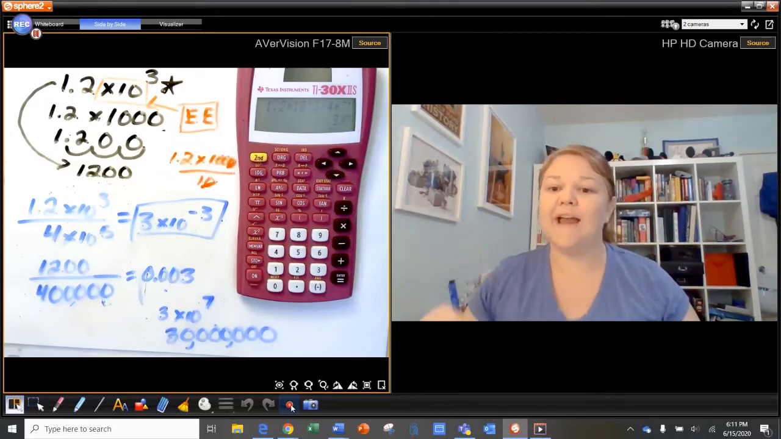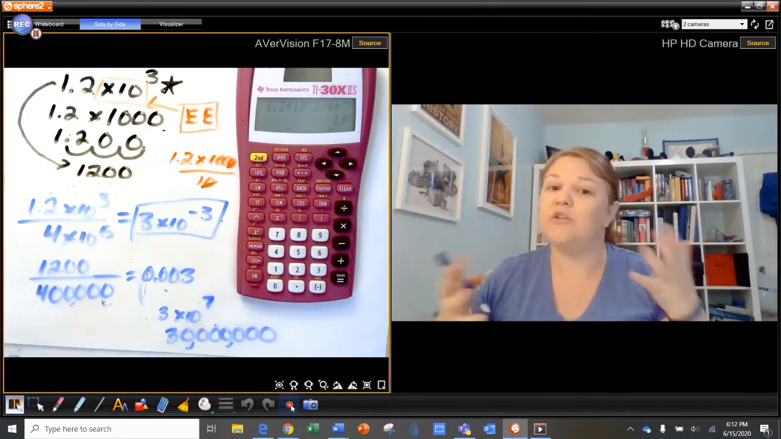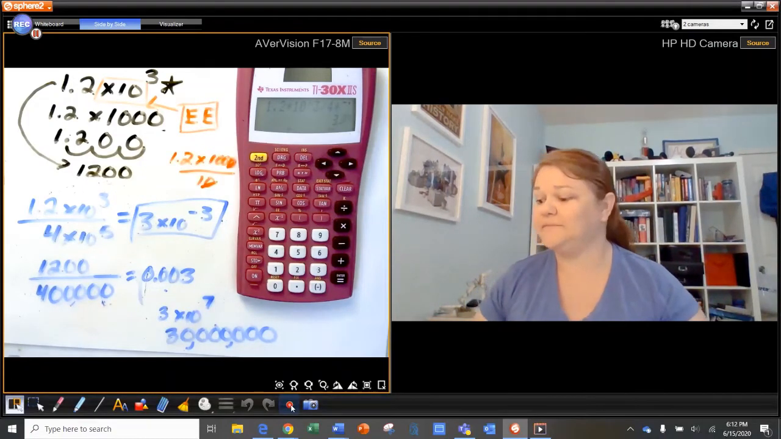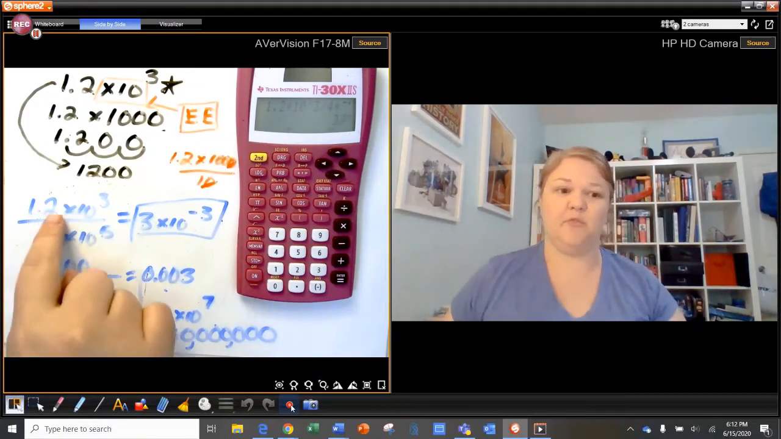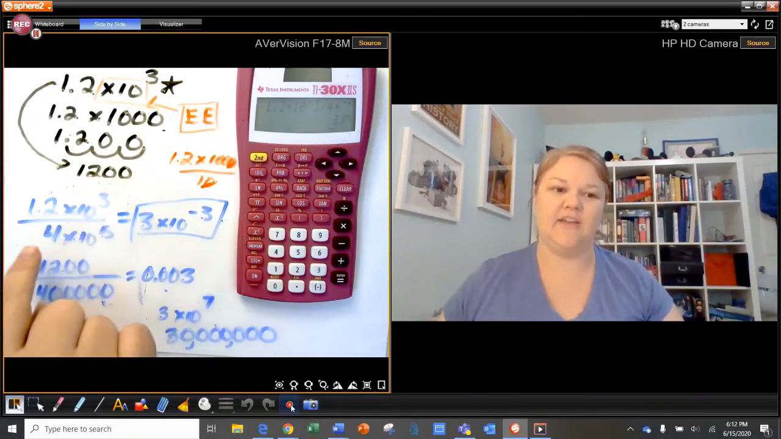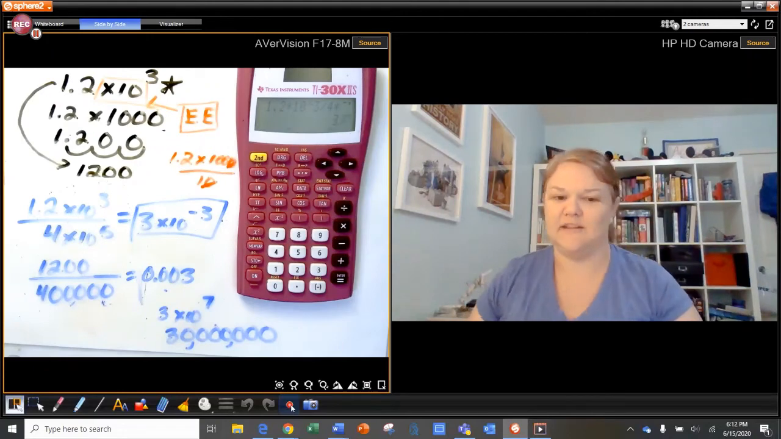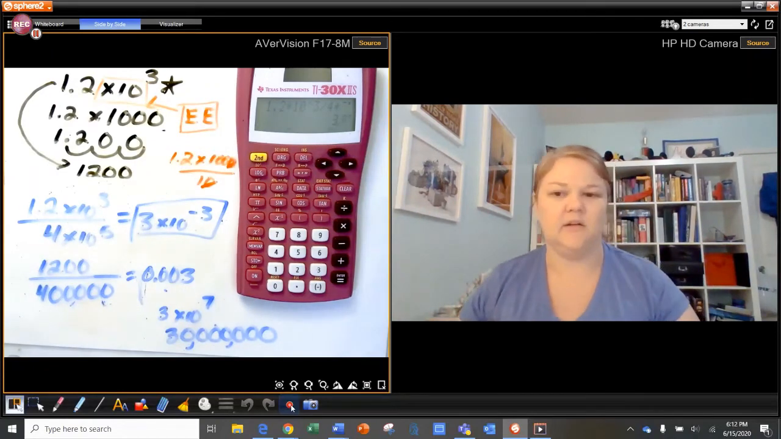Okay? So that is why you have to put it in using that E button. You will get the wrong answer, because now your calculator is not doing order of operations right. You know what it's doing? It's taking this 1.2 and timesing by 10 to the third, and then it divides by the 4, and takes that answer and multiplies it by 10 to the fifth, and then you get all these extra zeros. No one wants that. Okay? So, we have to put it in correctly.